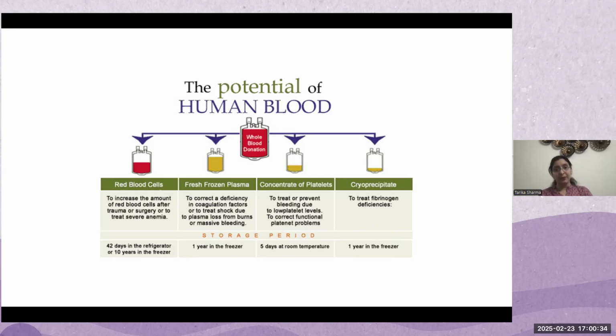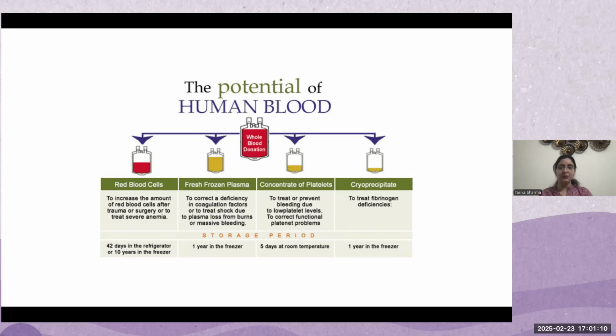Then the concentrates of the platelets can be given if a person has a low platelet count, thrombocytopenia, dengue, dengue hemorrhagic fever, or bleeding because of these factors. In a nutshell, if you would like to correct the platelet-related problems. And the cryoprecipitates will be given to the people who have fibrinogen deficiencies. The fibrinogen is not there in the blood; it is deficient, so you can go for the administration of the cryoprecipitate.